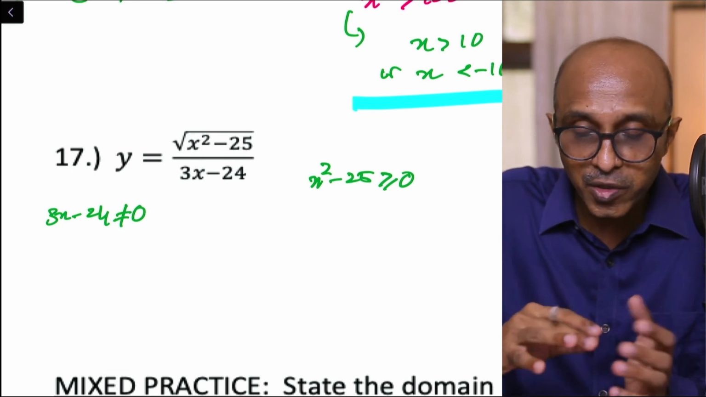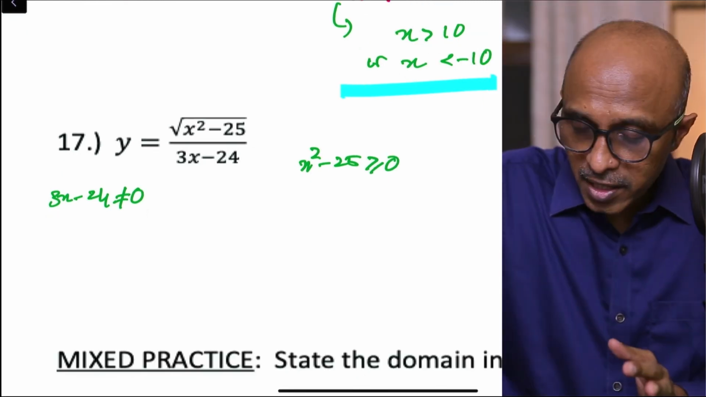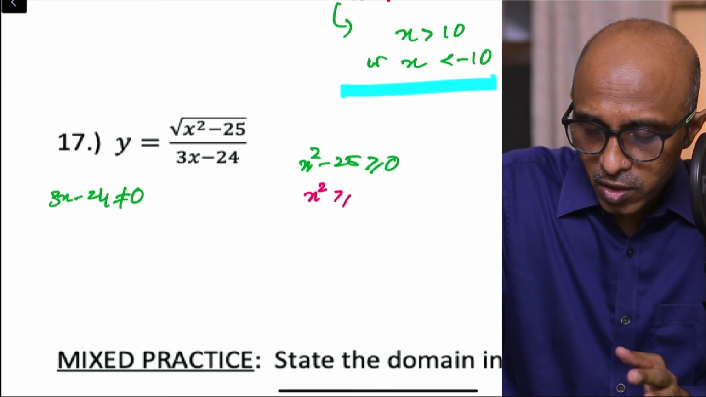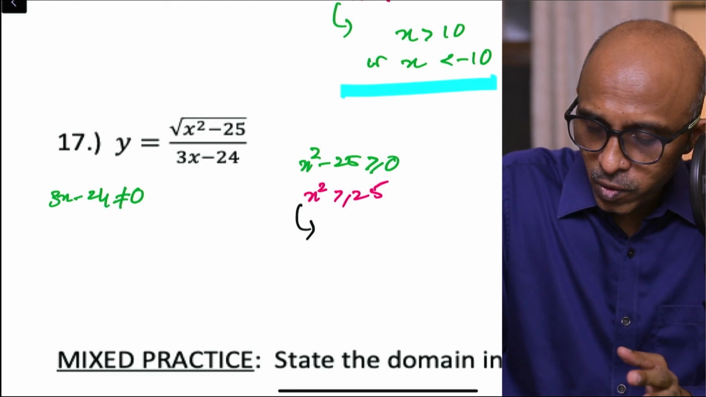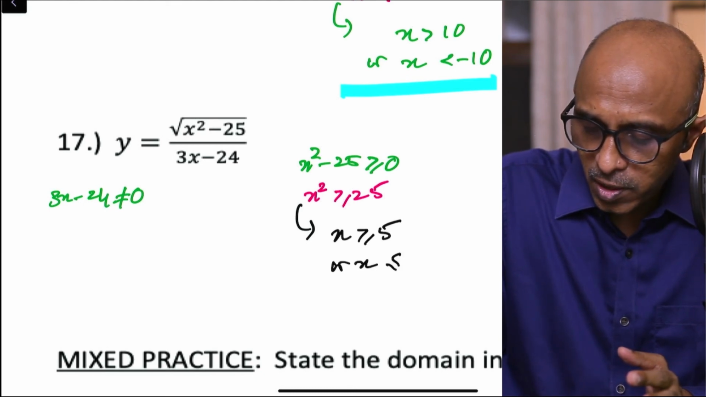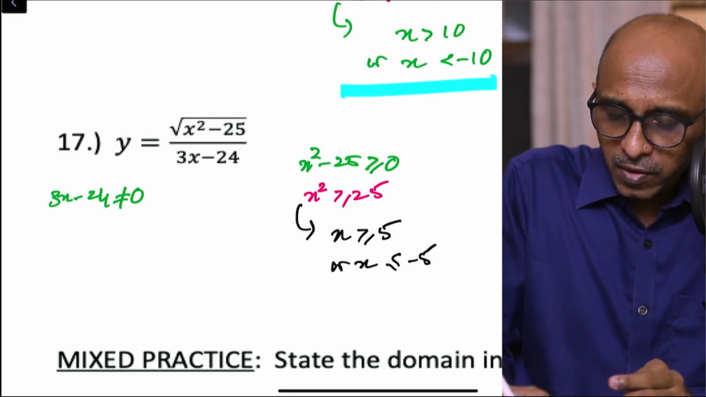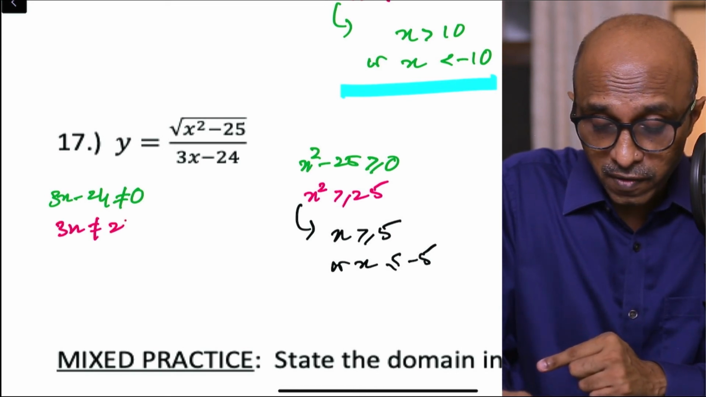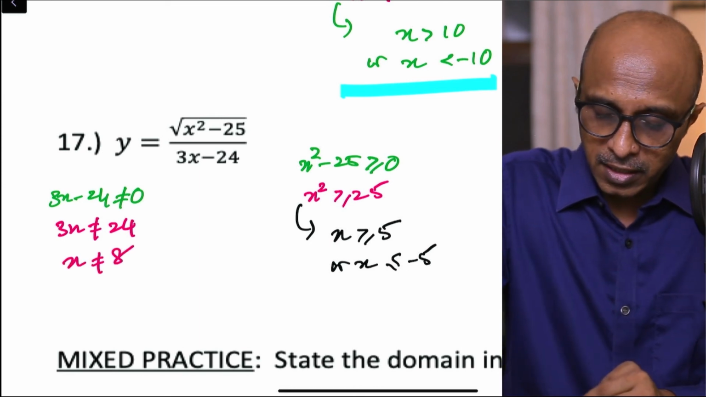So the denominator is 3x minus 24 and the numerator is the square root of x squared minus 25. So let's solve them separately. x squared minus 25 greater than or equal to 0 must give us x squared is greater than or equal to 25, which when you solve it further would give you x must be greater than or equal to 5 or x must be less than or equal to negative 5. On the other hand, when we solve 3x minus 24 is not equal to 0, we should get 3x is not equal to 24, which means x must not be equal to 8.